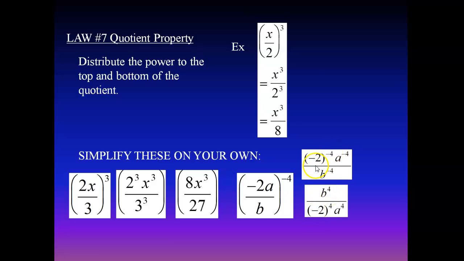And the same way with negative 2 to the negative fourth becomes 1 over negative 2 to the positive fourth. And a to the negative fourth becomes 1 over a to the positive fourth. And the only thing I could do is simplify negative 2 to the fourth power. That becomes 16. And that's it.